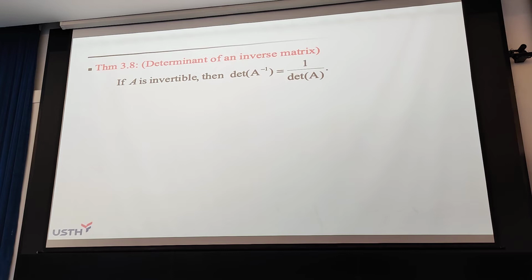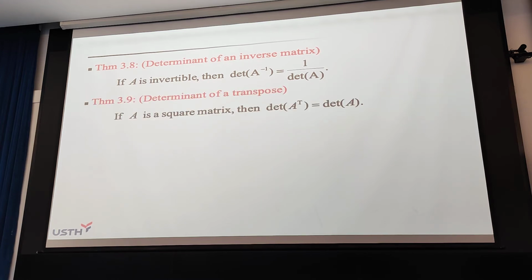And also from the previous slide, we see that in case A is invertible, then determinant of A inverse equals 1 over determinant of A. So I don't have to explain that to you. And that one again here just only to recall some property. I said it already from the very beginning, that is, determinant of A and determinant of A transpose are the same.